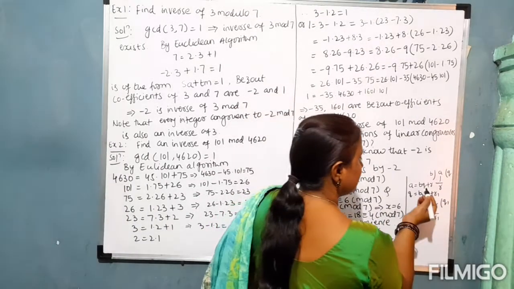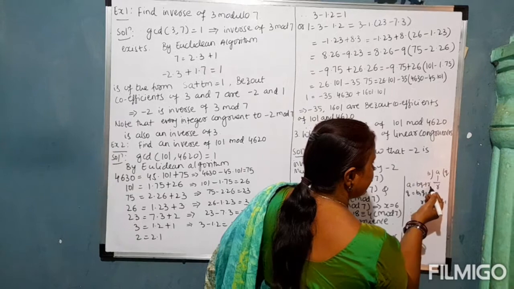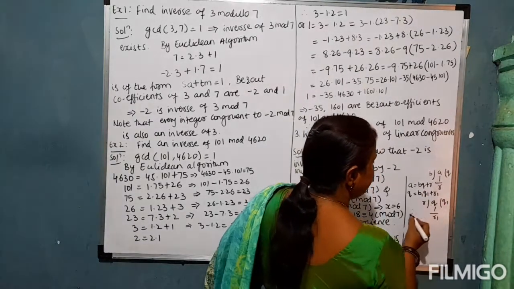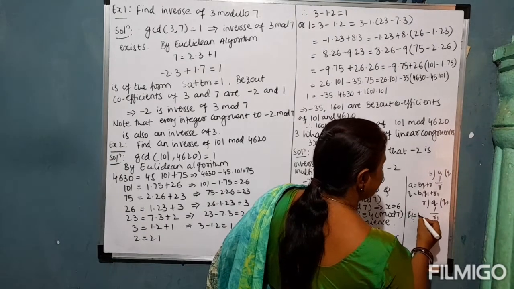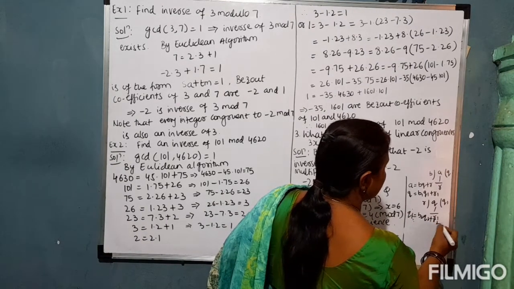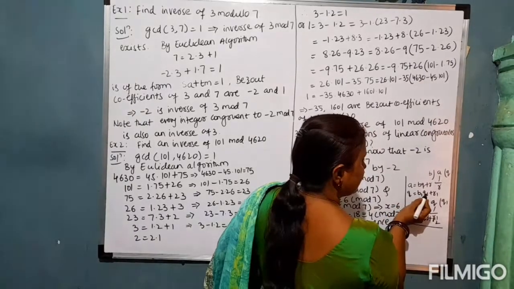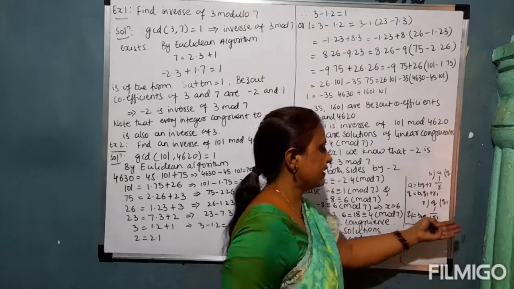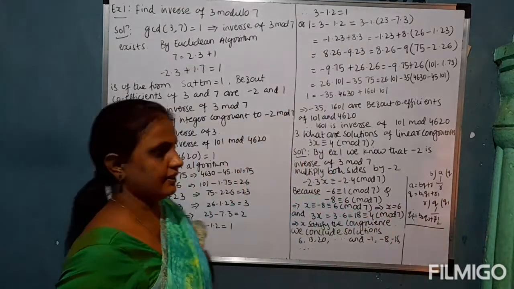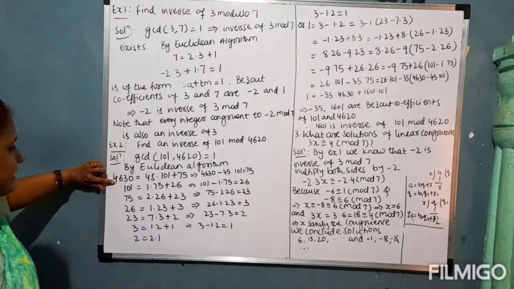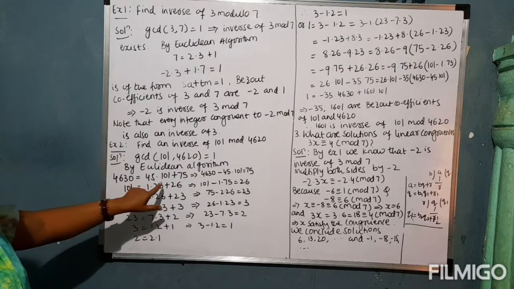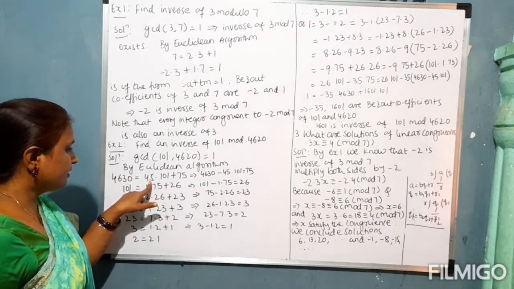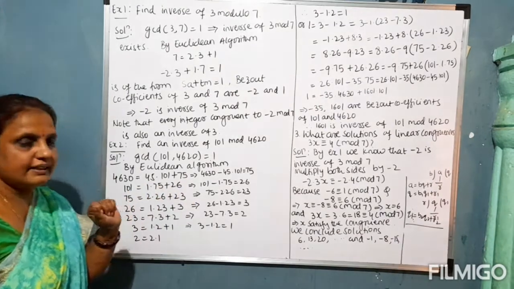Next, we divide B by R, and we get B1 Q1 plus R1. And again, next we get B2 Q2 plus R2. Here B1 is divided by R1, next time B3 is divided by R3, and so on. So here 4620 is divided by 101. We get 45 as quotient and 75 as remainder.